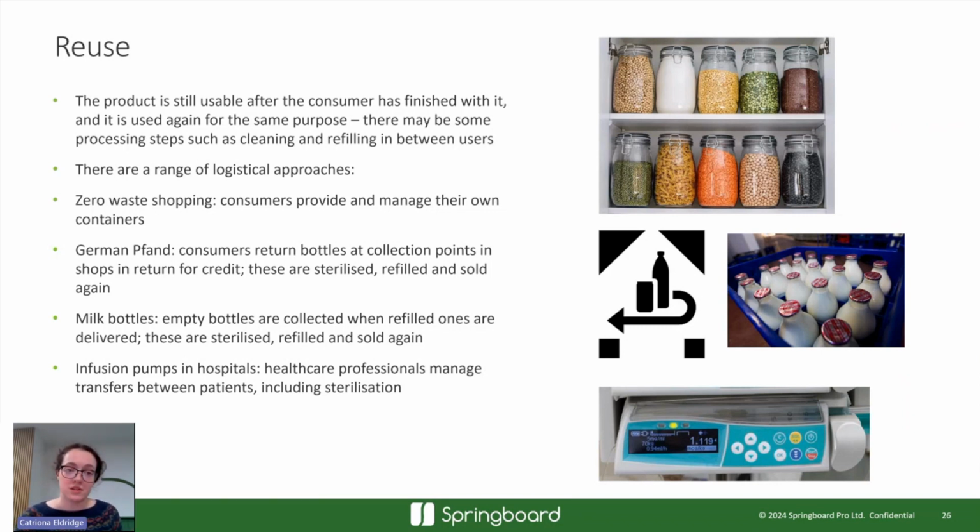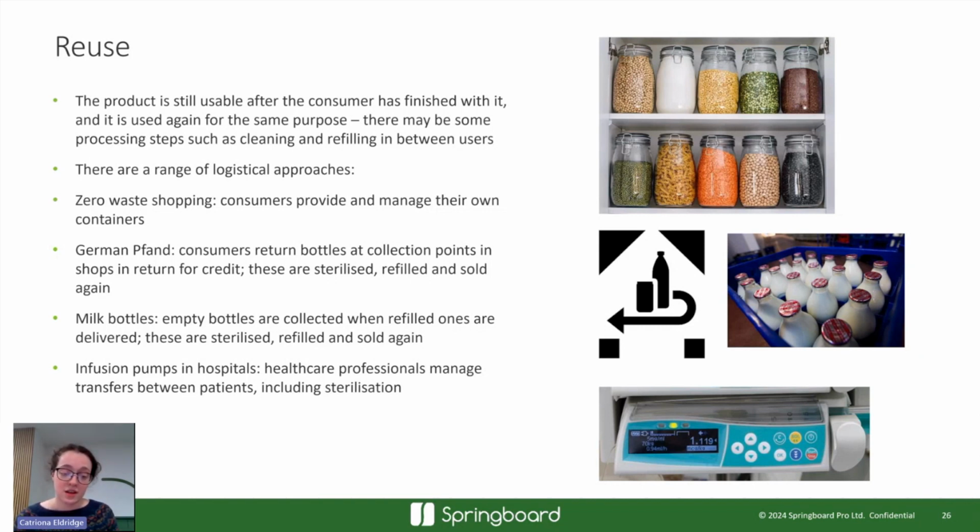So there's a range of approaches here. I don't know how many of you are familiar with zero waste shopping. So the idea is that consumers bring their own containers and they just weigh out as much of whatever they want to buy, tea leaves, mostly dried things, chickpeas, lentils, dried mushrooms, into their own containers. They provide and they manage their own containers and they pay by weight. So the consumers there are responsible for bringing a suitable receptacle and maintaining it. There's also the German Pfand system. So when you buy a bottle of beer or water or fruit juice in the German supermarket, you pay a cash deposit on it.